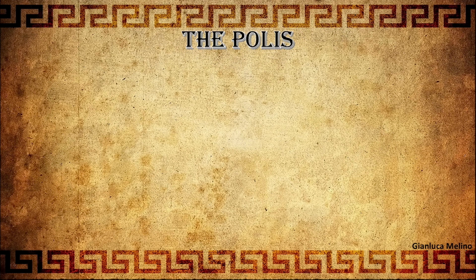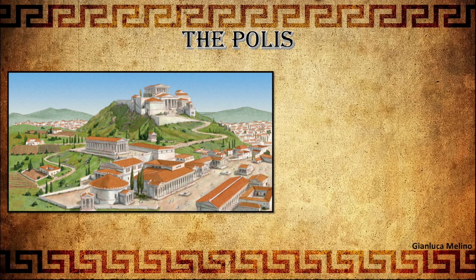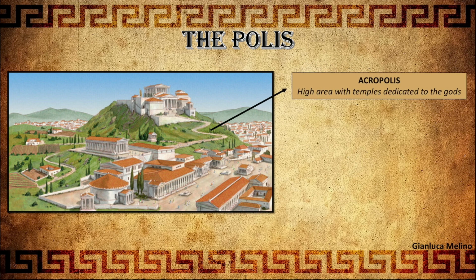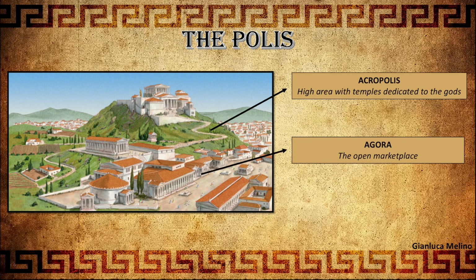Greek architecture is also linked to the urban development of the polis, a fortified city-state consisting of a high area with temples dedicated to the gods, called the Acropolis, and an open marketplace called the agora.